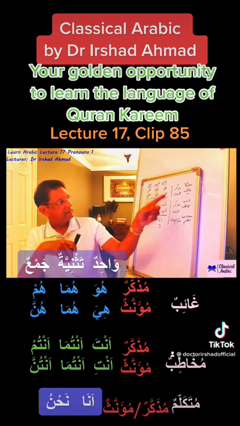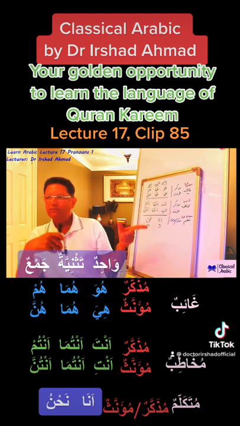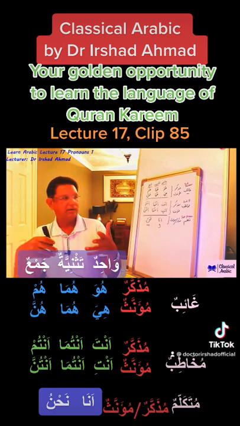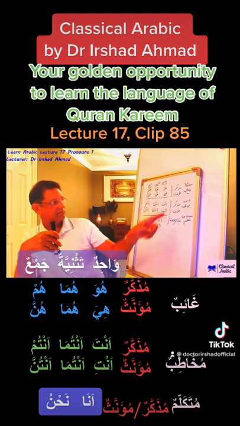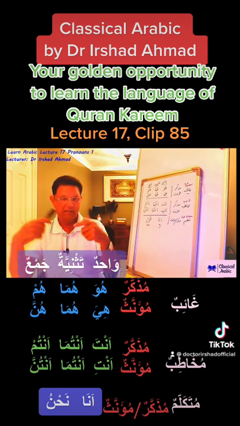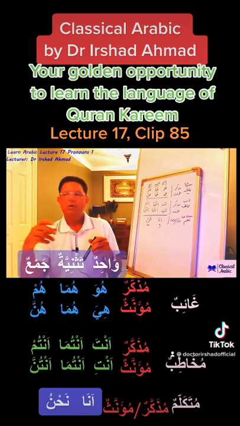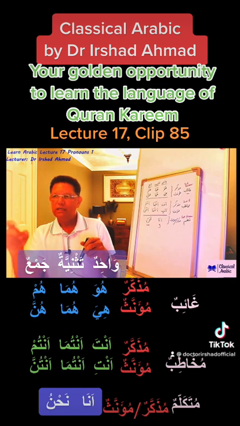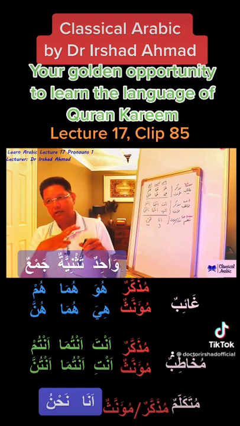But otherwise, I'm a person who tends to have photographic memory, and I will just remember this chart. I will have a sketch of that chart in my mind. So, huwa, huma, hum, hiya, huma, hunna, anta, antuma, antum, anti, antuma, antunna, ana, nahnu. 14 pronouns.